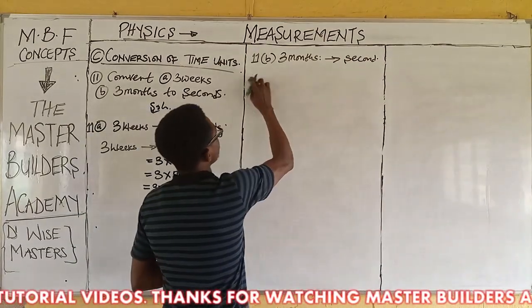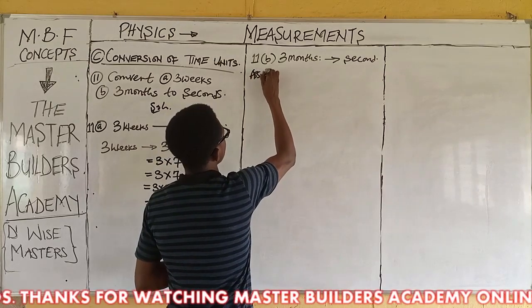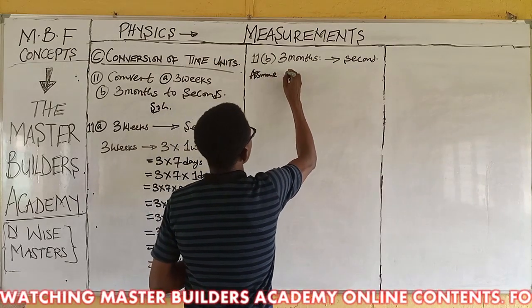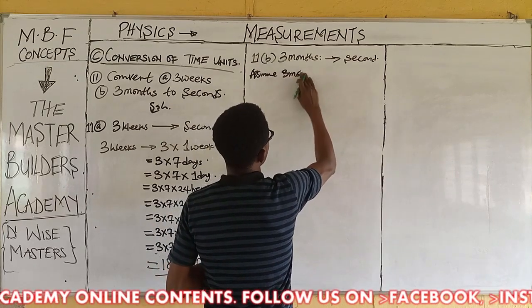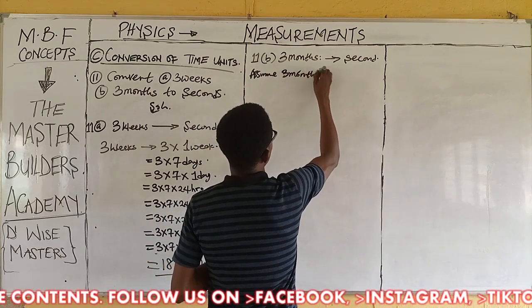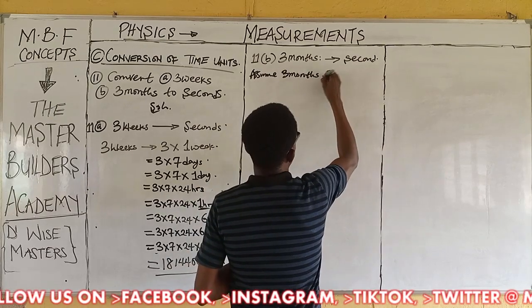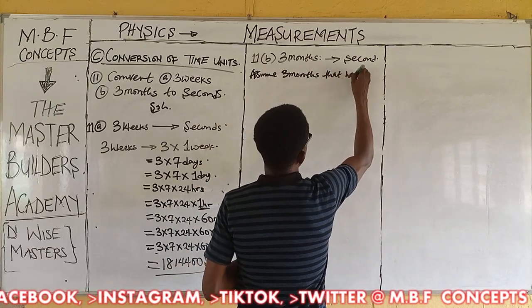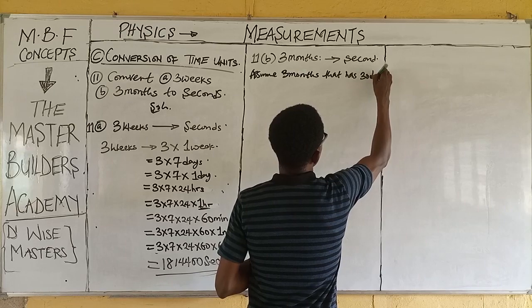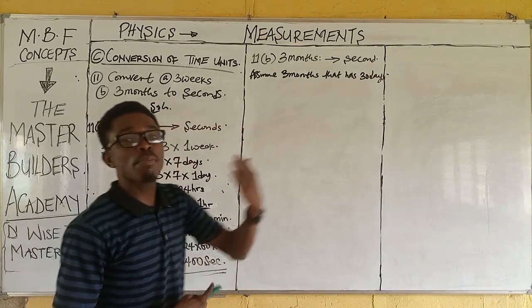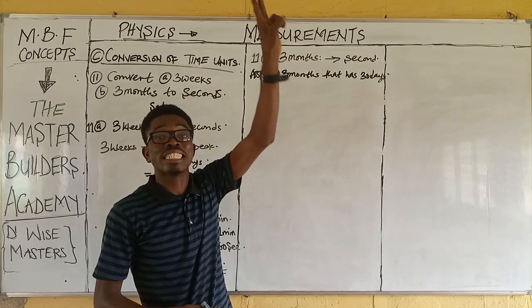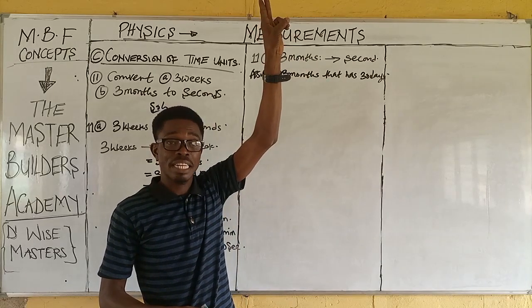So let's assume 3 months that have 30 days. It's as simple as this. So 3 months that have 30 days now would have given us what? 90 days. Is that correct?